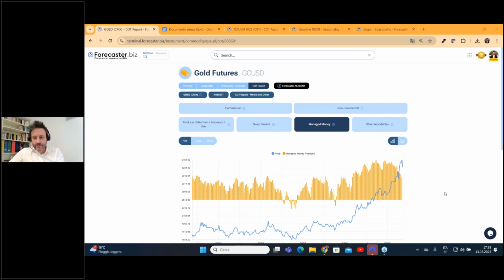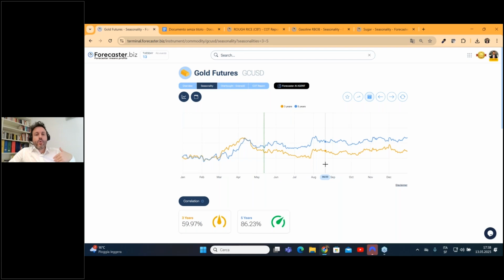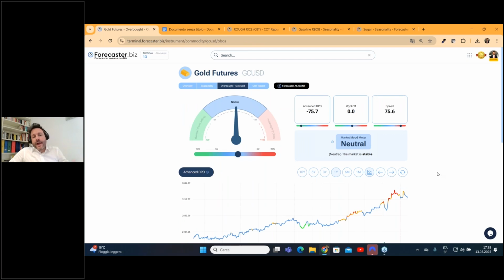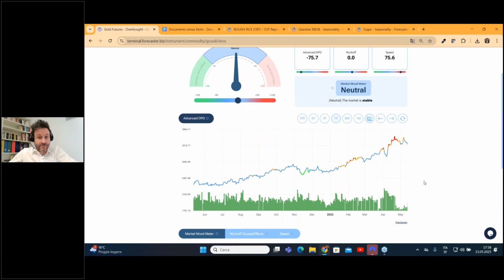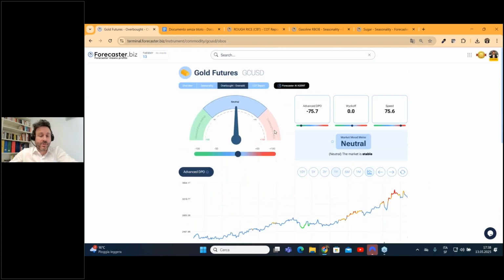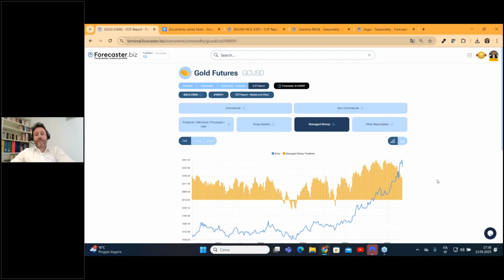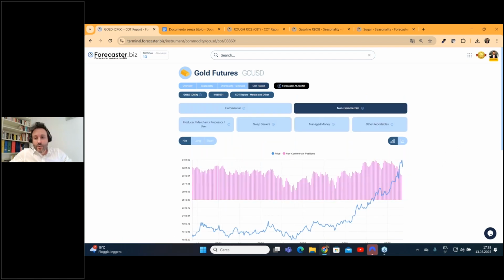No, exactly, correct. So, for example, talking about gold right now, we have a bullish prediction thanks to seasonality. We have no indication from the overbought and oversold page. Actually, we don't have a buy or sell signal. And thanks to the COT, at the moment, we have a divergence. Yes, of course, you are right. Will I bet short on the gold only because of the COT?